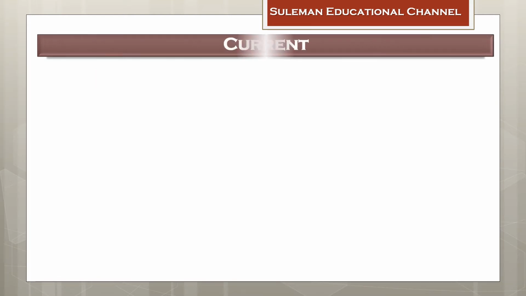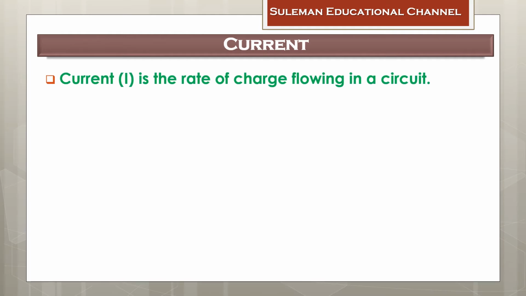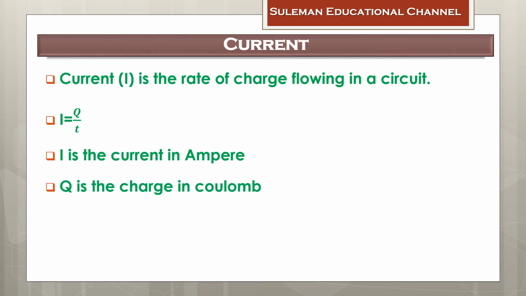According to the definition of current, current is the rate of flow of charge in a circuit. So the formula can be written as I is equal to Q divided by T, where I is the current in amperes, Q is the charge in coulombs and T is the time in seconds. So the more charge passing through the wire in 1 second, the bigger the current is. The formula can be rearranged and written as Q is equal to I times T.